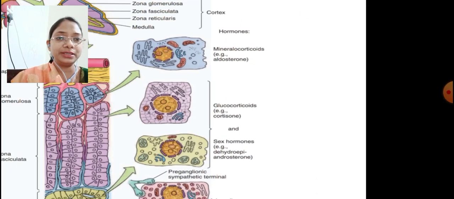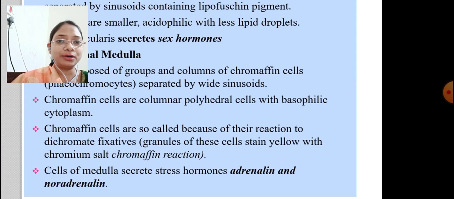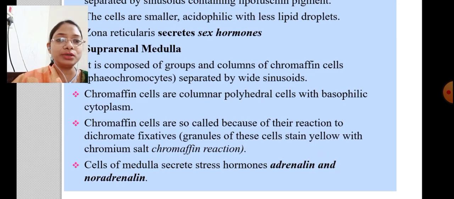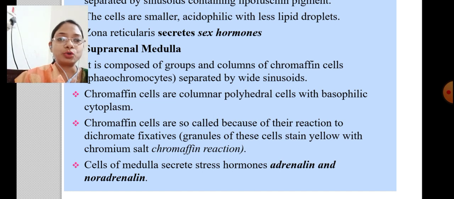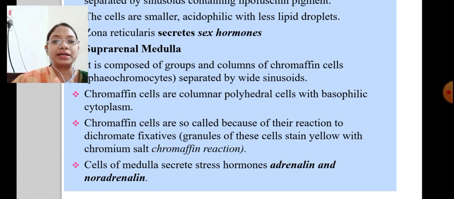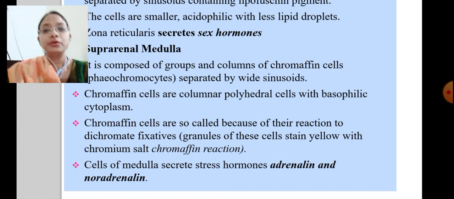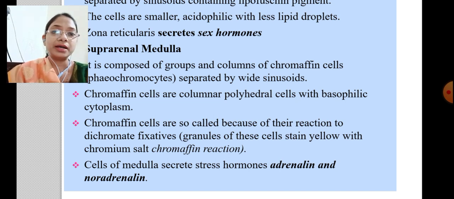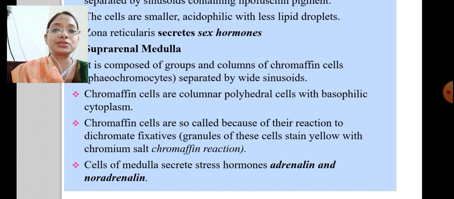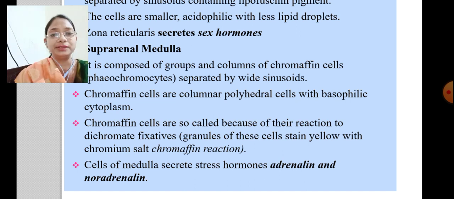So as you can see in this slide, these cells are also called chromaffin cells because they take the reaction of the dichromatic fixative. Di means two color. Chromatic fixative, that is chromaffin. So it is called a chromaffin cell, and these cells secrete the adrenaline and noradrenaline, which are called stress hormones, which help in dealing with stress conditions. During stress, our heartbeat increases, our blood pressure increases, our pupils dilate, and all these functions are controlled by the stress hormones.